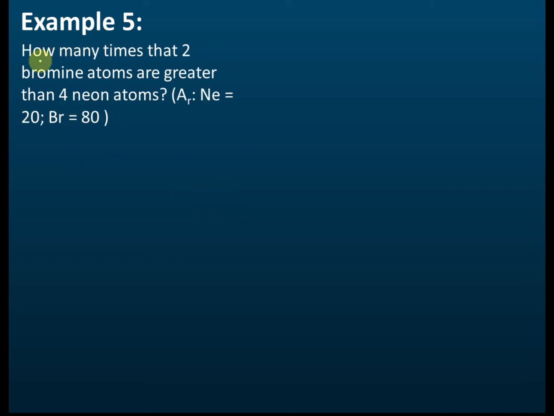Example 5, how many times are 2 bromine atoms greater than 4 neon atoms? So the mass of 2 bromine atoms, 2 multiplied by 80, and then divided by the mass of 4 neon atoms, 4 multiplied by 20. So the answer is 2. The mass of 2 bromine atoms is 2 times greater than the mass of 4 neon atoms.